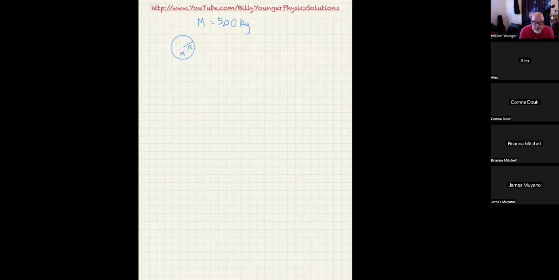Let's say the radius is in fact R equals 20.0 centimeters. Okay. Now, in addition to that, there's going to be a torque due to friction. And that torque due to friction is going to be 2.00 meters times newtons.